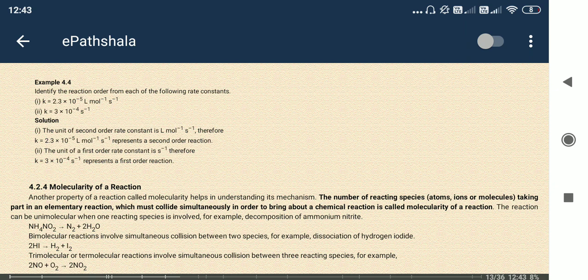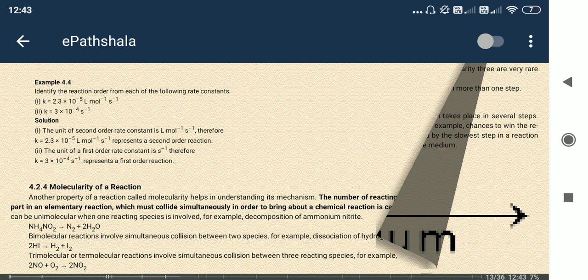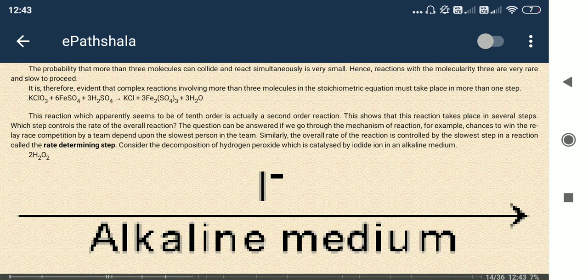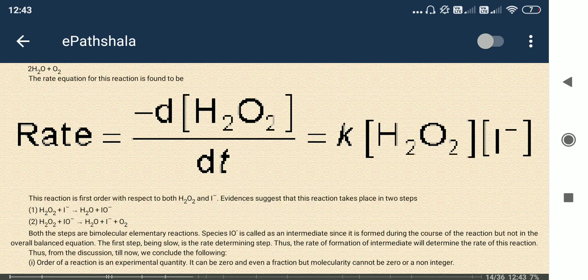So we can find the molecularity very easily by seeing the chemical reaction, right? But in case of order of the reaction, we need experimental data on how the reaction rate is affected by the concentration change of reactant or product.